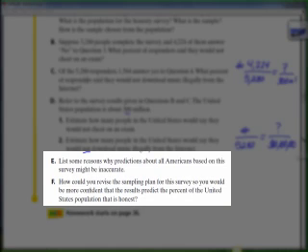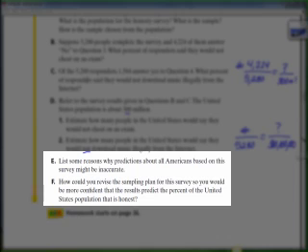E, list some reasons why predictions about all Americans based on this survey might be inaccurate. So why might this not be a true representation of America? Who are they leaving out by just asking the magazine readers? And who should they be gathering information from instead?